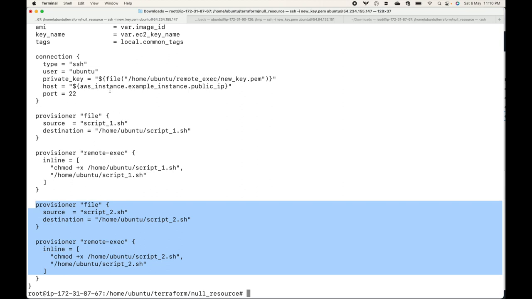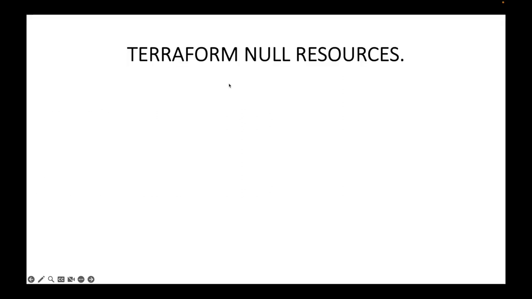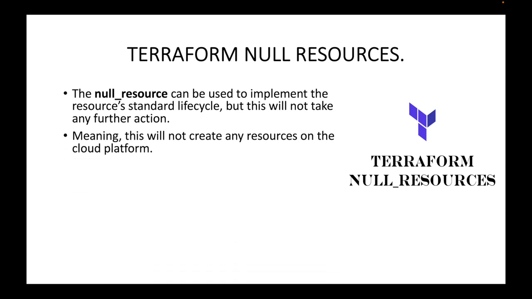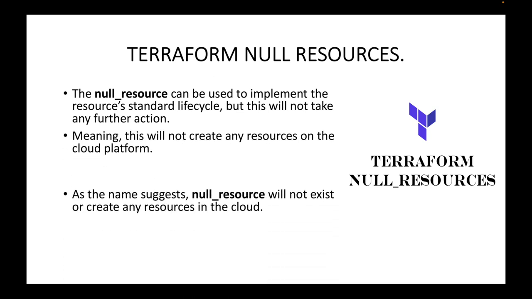This is where null resources come into the picture. We can use the null resource to do something on existing resources without launching any new resources. The null resource implements the resource's standard lifecycle, but does not take any further action. So this is where I can define a new resource block with the null resource and make use of remote exec to execute the new script on the existing resource itself. This will not create any resources on the cloud platform.